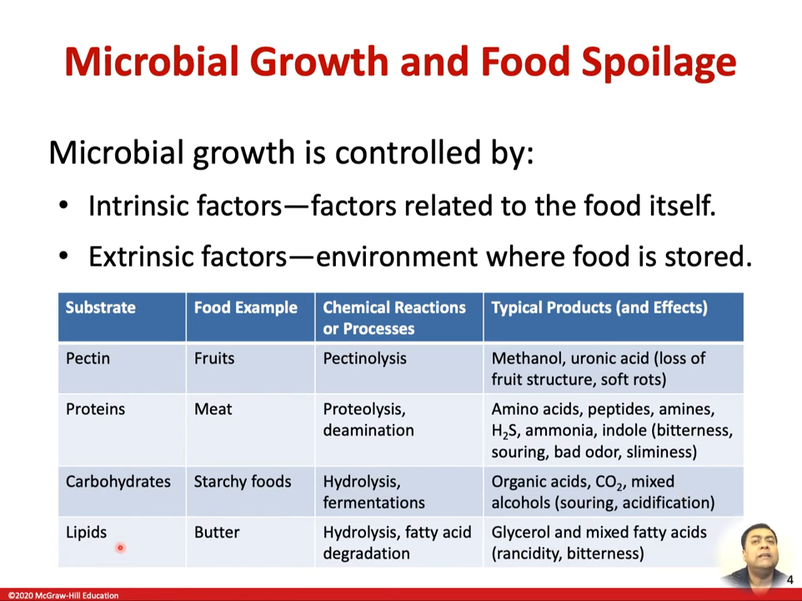On the other hand, for lipids such as butter, the spoilage mainly involves the hydrolysis of fatty acids. Most of these fats are made up of fatty acids and glycerol. They are triglycerides, and the glycerol and the fatty acids are separated by the process of hydrolysis. This causes rancidity and bitterness of the lipid products. And we're going to talk in detail about how different types of food undergo spoilage. So let's take a look.